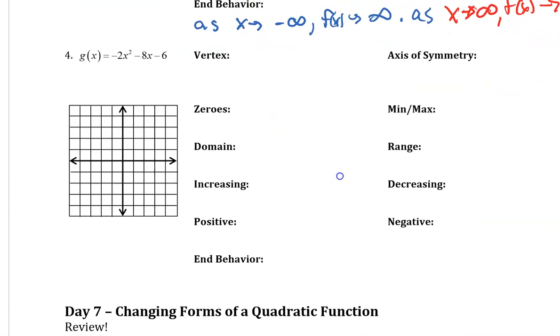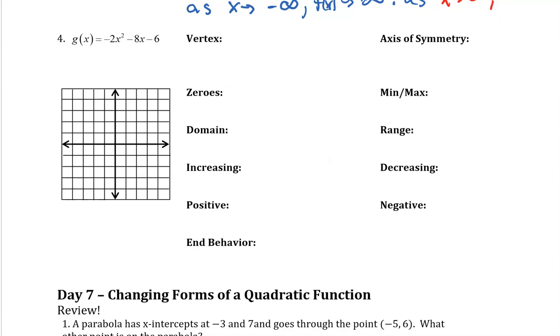And example number 4. Go ahead and pause the video, try this one on your own, and then restart it to see how we do. Okay, so we're going to factor g of x. The first thing we see is everything is negative and even. So we can factor out negative 2. That's our a, which means it'll be vertically stretched and flipped over the x-axis, or reflected over the x-axis.